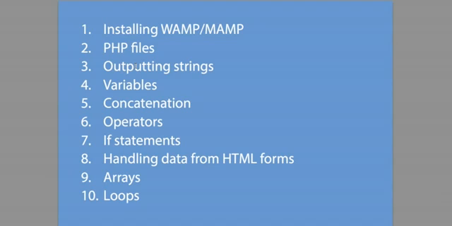A string is just a sequence of characters. Another data type is an integer, which is just a number, a whole number. And an example of where this matters: you can do arithmetic on integers but not on strings. You can manipulate strings in other ways though. This includes concatenation, which we'll look at after a quick introduction to variables. Then we'll look at some operators, if statements, forms, arrays and loops.